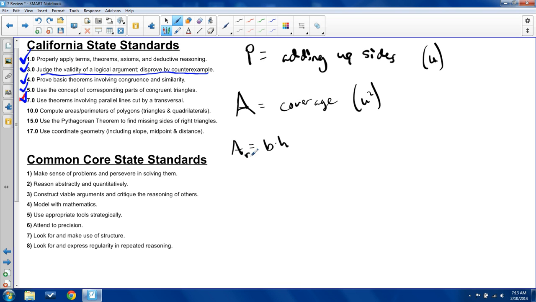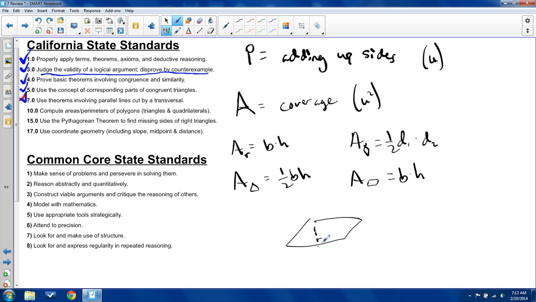Same with a rhombus, by the way. Area of a rhombus is also base times height, so the fact that it's R is pretty good. Area of a triangle is half base times height, half of a rectangle. Area of a kite is half D1 times D2, where D1 and D2 are the lengths of your diagonals. Area of a parallelogram, oh, by the way, is also base times height. So a height in a parallelogram and rhombus is this guy, if this is your base. Okay? Just making sure you know that. Here's height, here's base.